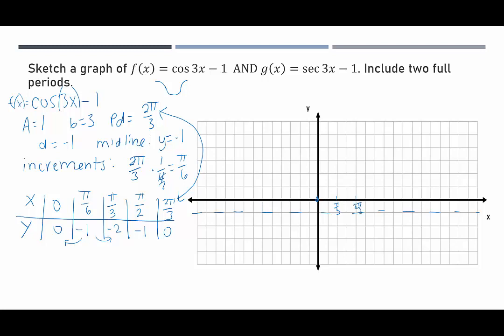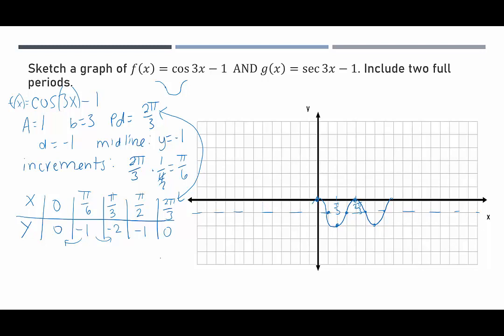So pi over 6, we're down at -1, down at that midline. Then we go down to -2, back to the midline, back to the top. And then we can repeat this. So we'll go back to the middle, to the bottom, to the middle, back to the top for 2 full periods. So this is what our cosine graph will look like.